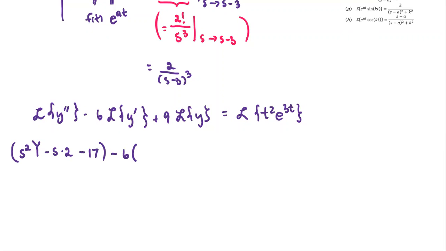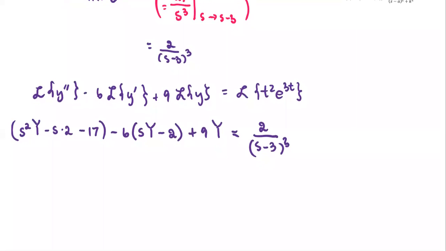And then minus 6 multiplied by s times the capital Y, minus s to the 0, which is 1, times the y at 0, which is 2. And then plus 9 times the capital Y, which is the Laplace of the original lowercase y, equals the Laplace of t squared times e to the 3t. Now what we set aside, which is 2 divided by the quantity s minus 3 raised to the power 3, do not expand, leave it the way it is.